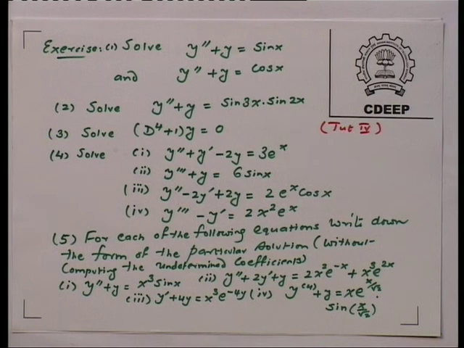No. We have to use sin 3x sin 2x has to be defactorized as a linear combination of cos x and cos 5x. Cos 5x is not going to give you any trouble, the cos x is going to give you some trouble, right. You have to solve y double prime plus y equal to cos x separately, y double prime plus y equal to cos 5x separately, and y double prime plus y equal to cos x has been solved in the previous exercise, correct.